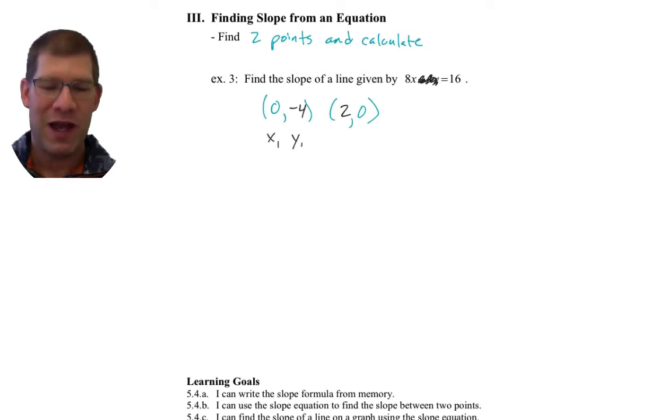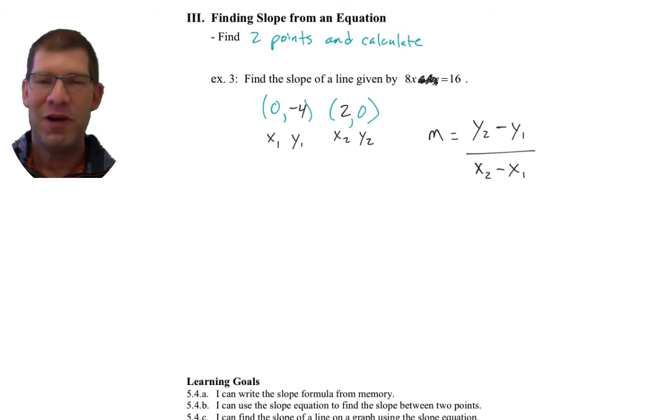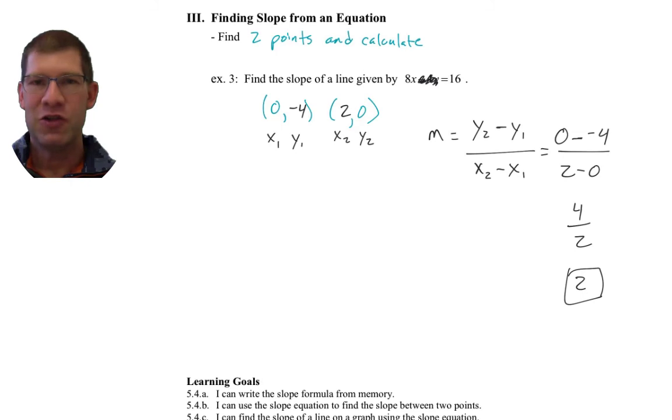So I'm going to call this point x1, y1, this point x2, y2. Again, go through, quickly write this down. You'll know it from memory. You'll be less likely to make mistakes. Everybody's happy, including your teachers. All right, so y2 minus y1. So you have 0 minus a negative 4, all divided by x2, so 2 minus 0. So that ends up giving me a positive 4 over 2. So the slope then is 2.